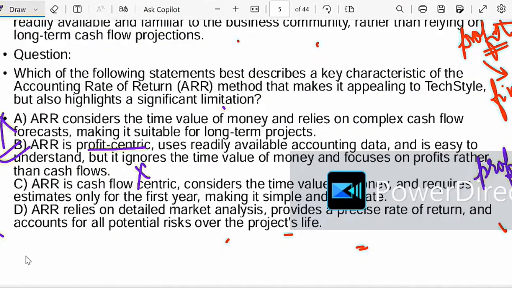Please let me know. Yes, B is the correct answer. I hope the concept is clear regarding the ARR. What is the merit and what is the demerit of accounting rate of return?